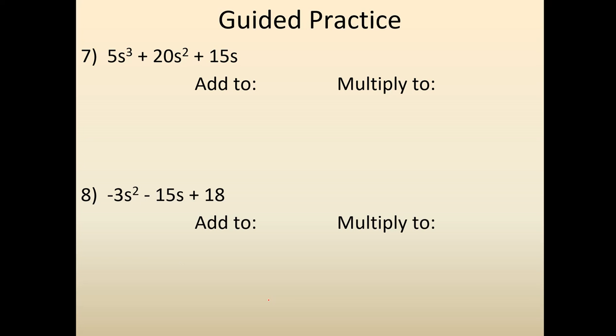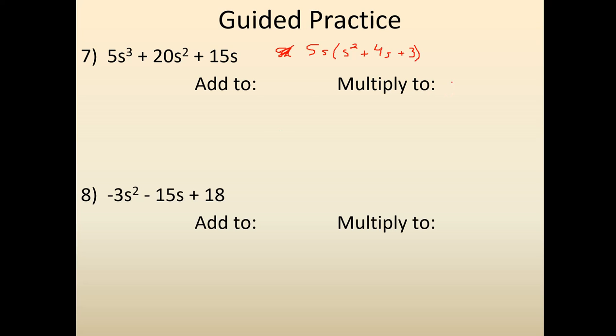So here's the next one. Pause the video, work yourself. We'll go over in a second. All right. So our leading term can be pulled out from each term. So we can pull out a 5, and then at minimum there is 1s. So this is going to be 5s. If I divide a 5s from each term, I'm left with s squared plus 4s plus 3.